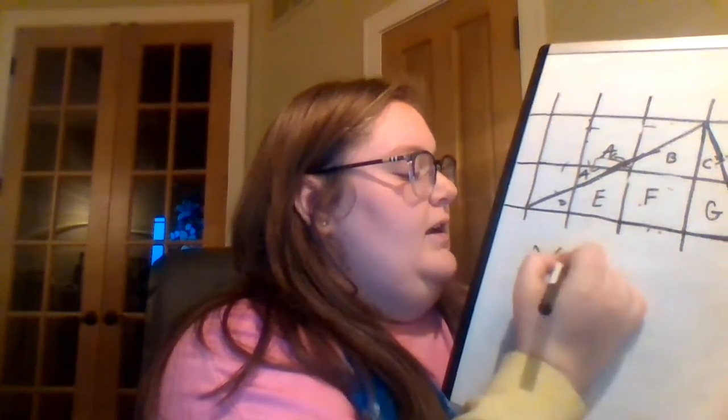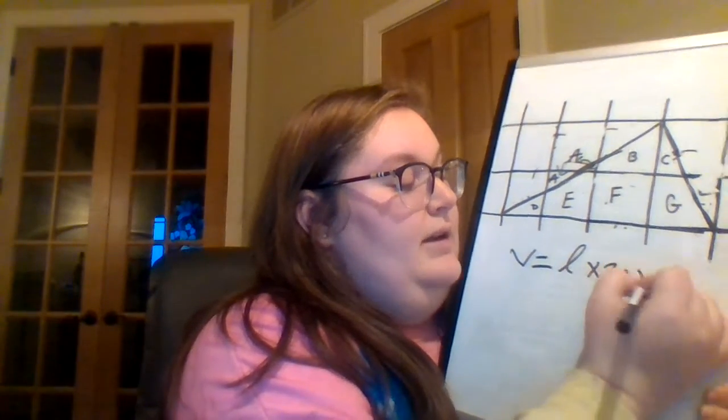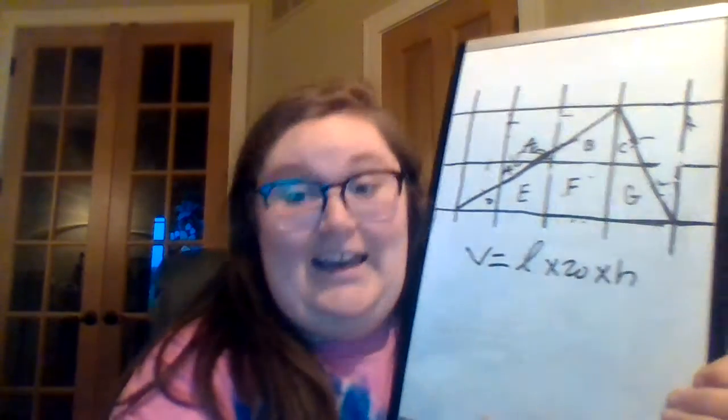So the volume of a shape is the amount of space that occupies that shape. So if I have a cube, let's say like an ice cube, I want to know how much volume is inside that cube. So our formula then to find volume is V equals length times width times height.